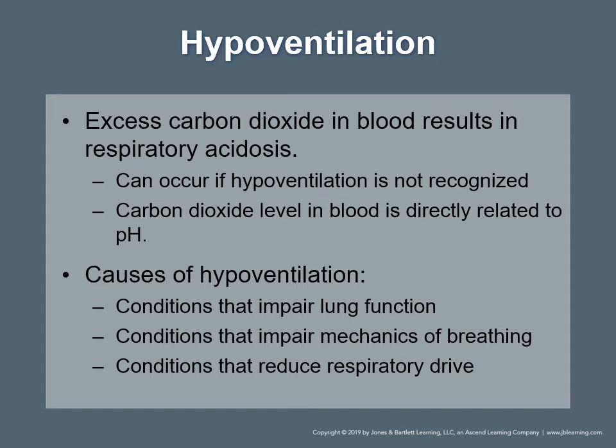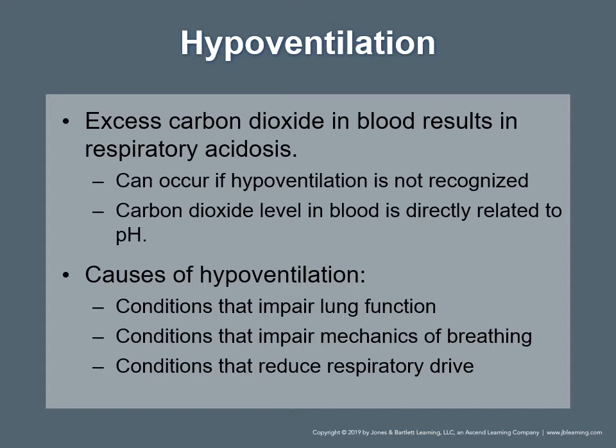Hypoventilation. When the lungs fail to work properly, the body cannot efficiently dispose of carbon dioxide, and it accumulates in the blood. Excess carbon dioxide combines with water to form bicarbonate ions and hydrogen ions, also known as carbonic acid, resulting in respiratory acidosis. Acidosis can occur if hypoventilation is not recognized. Impaired ventilation can be attributed to a variety of factors. Those are listed in Table 17.4.